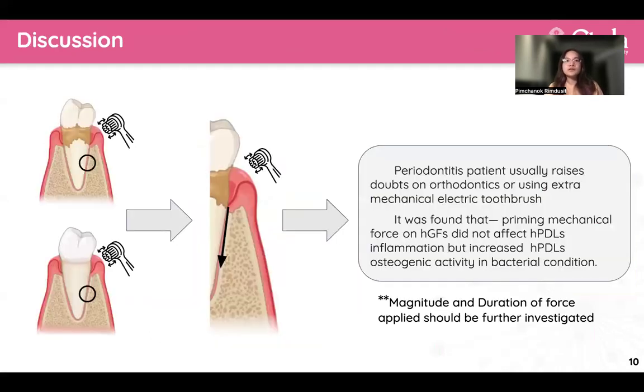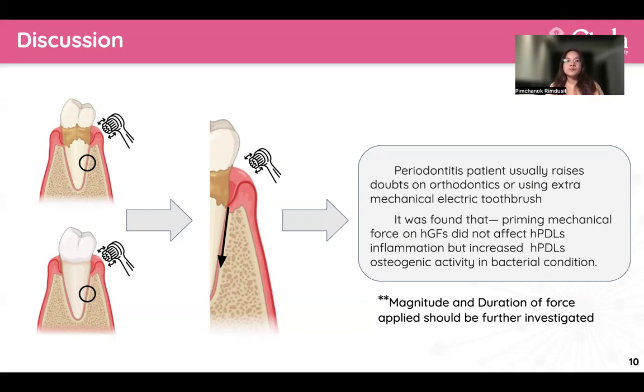For the discussion, periodontitis patients usually avoid orthodontic treatment or using an extra mechanical electric toothbrush because mechanical stress was one of the factors believed to enhance more inflammation in periodontal tissue. Conversely, our study showed that shear stress has no effect on gingival inflammation at gene levels.